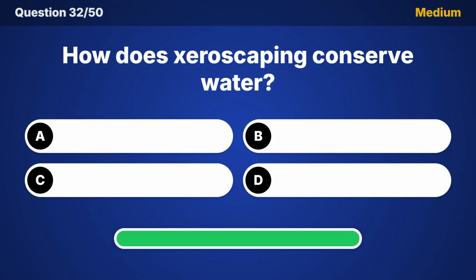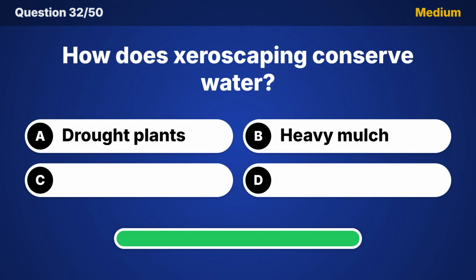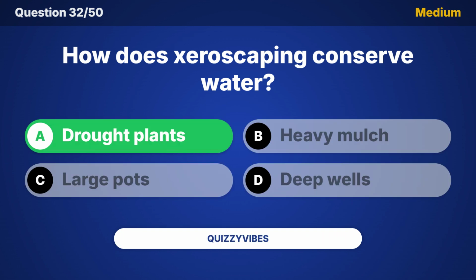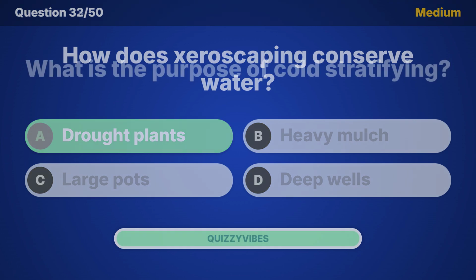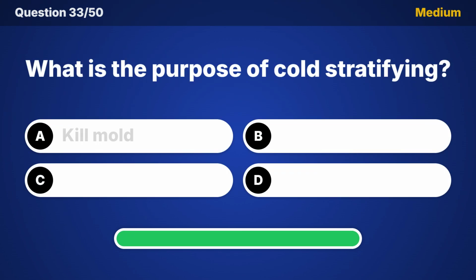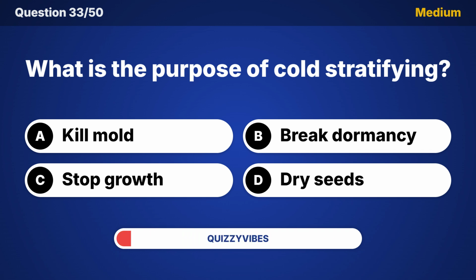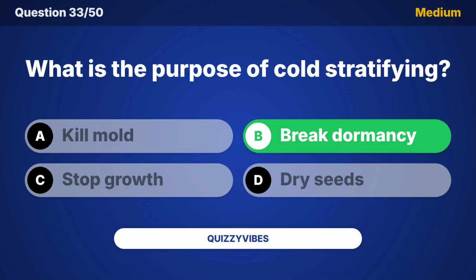How does xeriscaping conserve water? Time's up, it's drought plants. What is the purpose of cold stratifying? The answer is break dormancy.